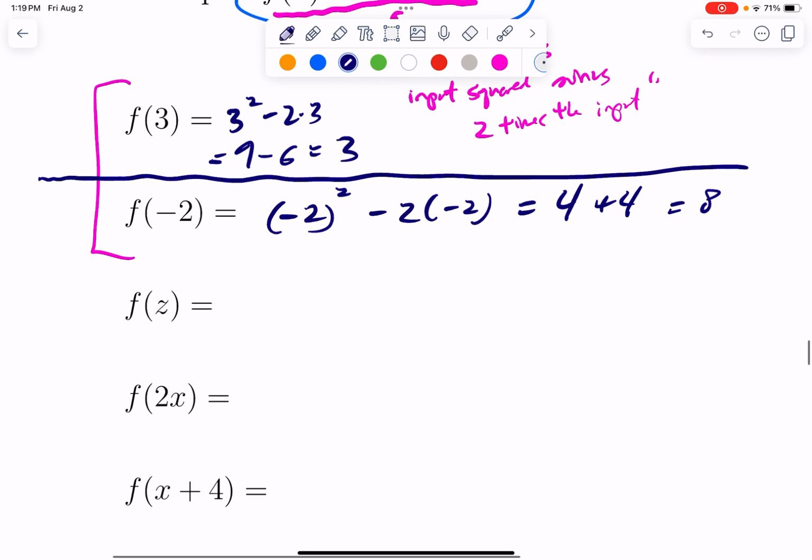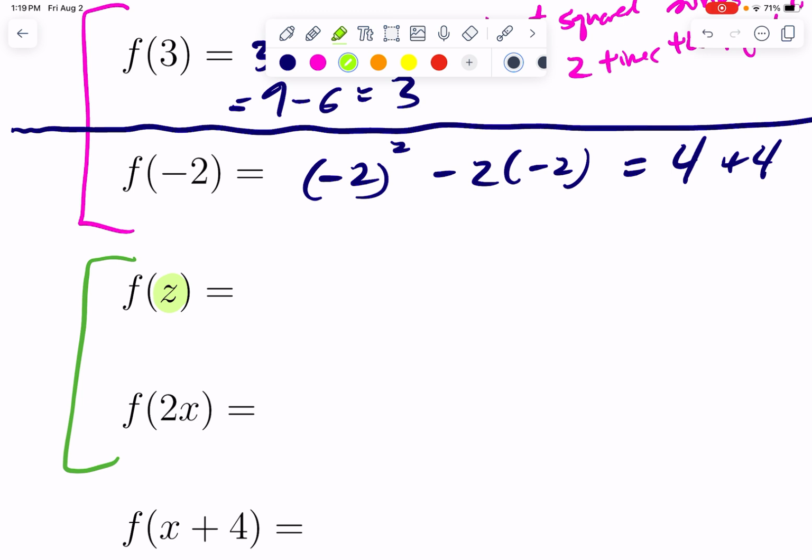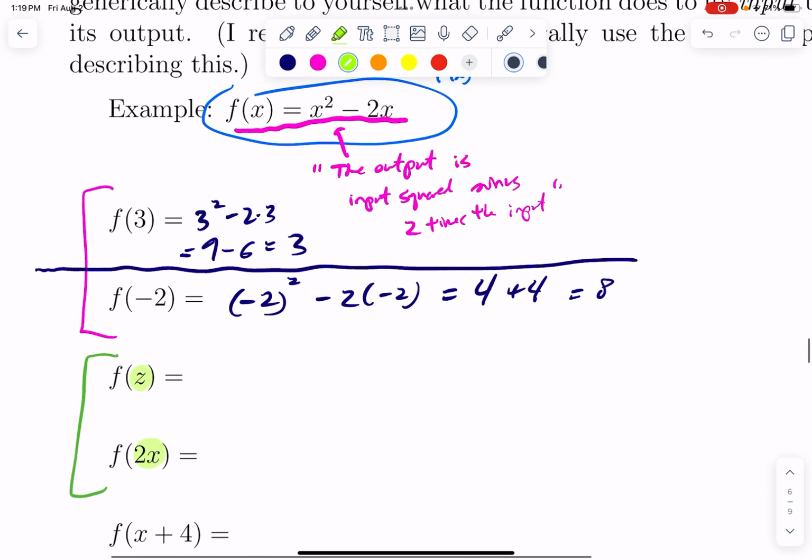Okay, now try these next two. You will notice here the input is called z instead of x, but we have a pattern. Here the input is 2x instead of x. So using the rule, just carefully think about what does it mean to take f of z or f of 2x if this is my rule describing what f does to its input. What is f of z?